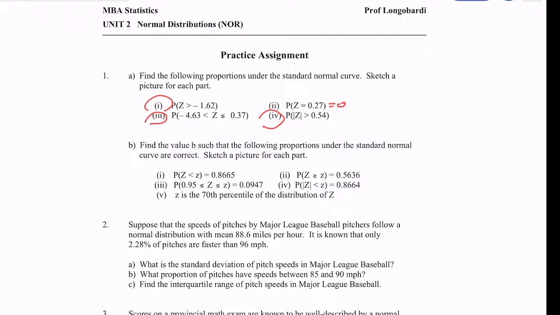All right, so how are you going? How are you doing? You watching me or are you trying the exercises? So let's do this problem in Excel. How would you do this problem in Excel, the first one?